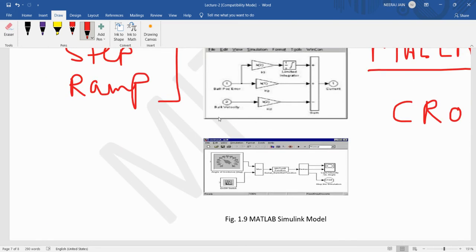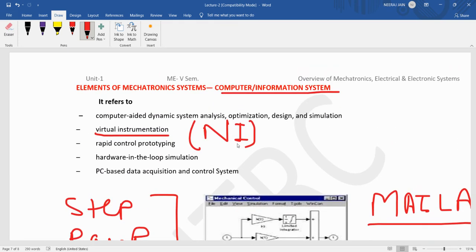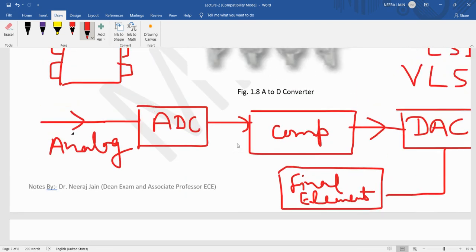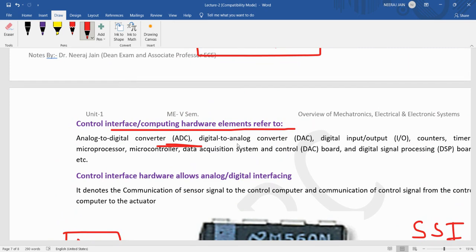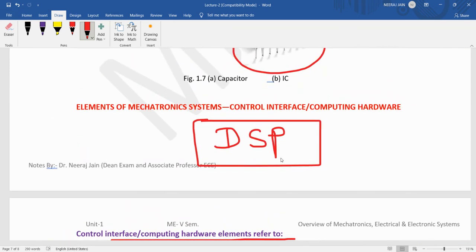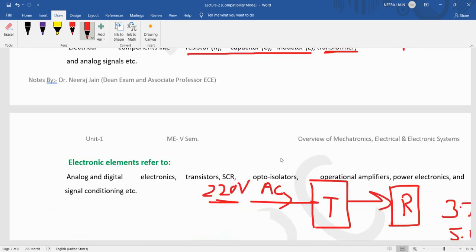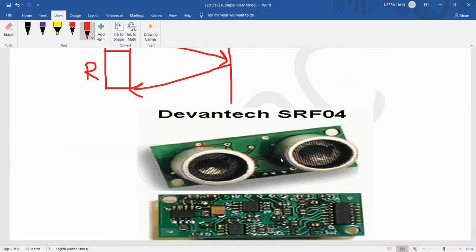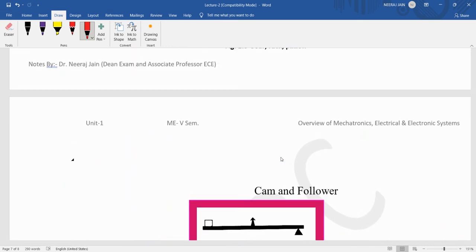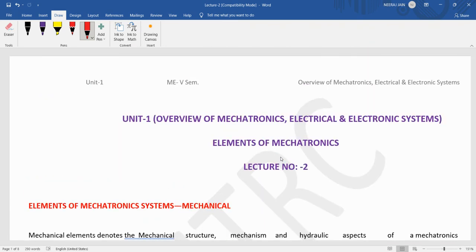We can say that mechatronics contains several elements: software, hardware, mechanical components, electronic components, ICs. By using these components combined, we can design any mechatronic circuit, any mechatronic system or machine.